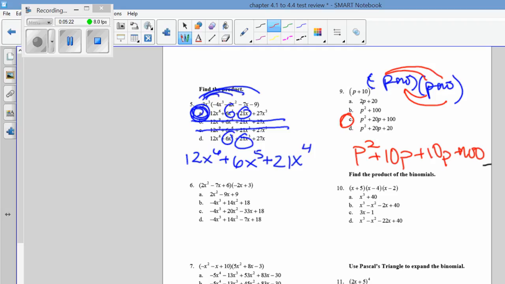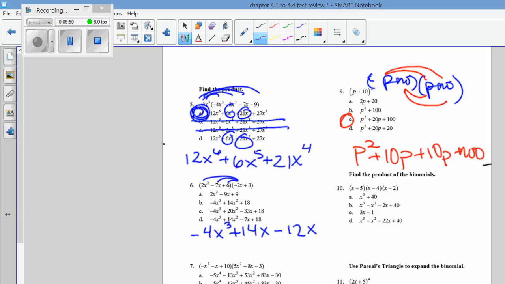Okay, over here on this one, we want to stay really organized. So the first thing we do is we distribute here, here, and here. So that's going to be negative 4x cubed plus 14x minus 12x. I'm going to change colors for you.